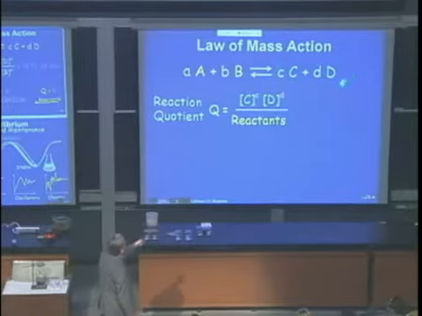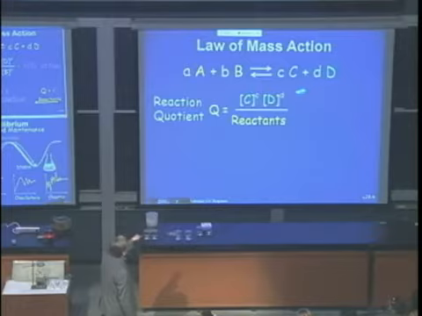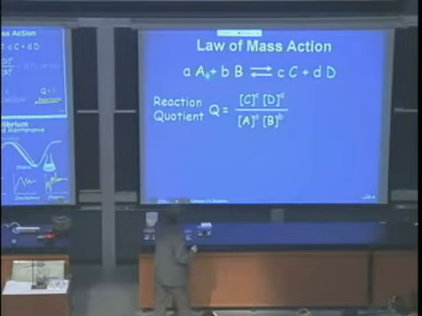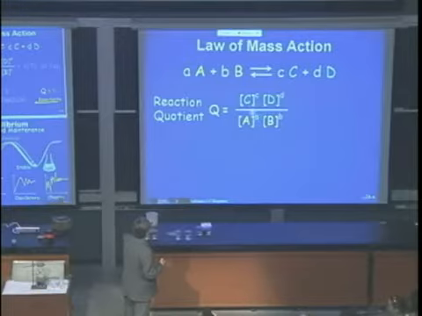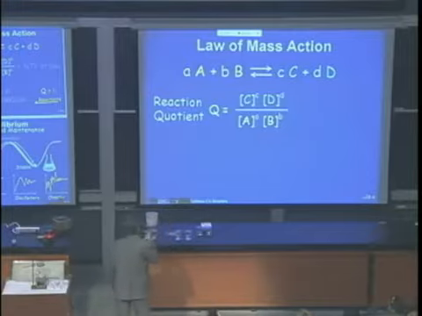These are the concentrations of our products: the concentration of C to the power of its stoichiometric factor, times the concentration of D to the power of its stoichiometric factor. If you have 5 moles here, you have to write 5 here. If you have 2 moles here, you have to write 2 here. Divided by the reactants: the concentration of A to the power of its stoichiometric number, times the concentration of B to the power of the number of moles of B. All right?